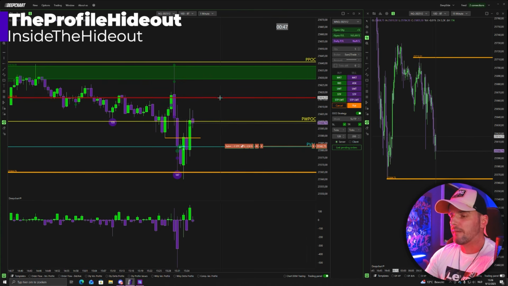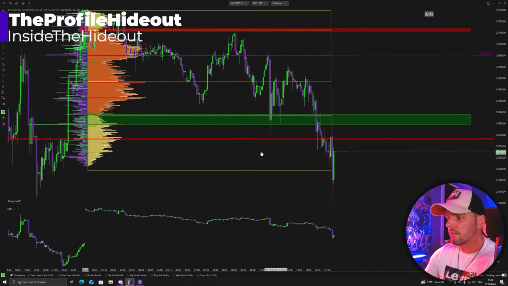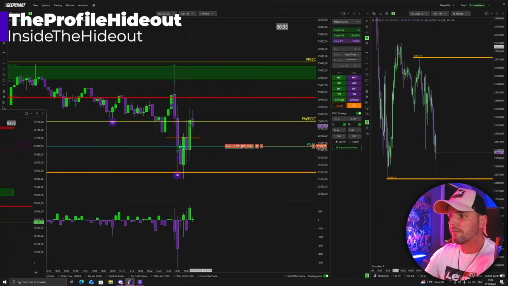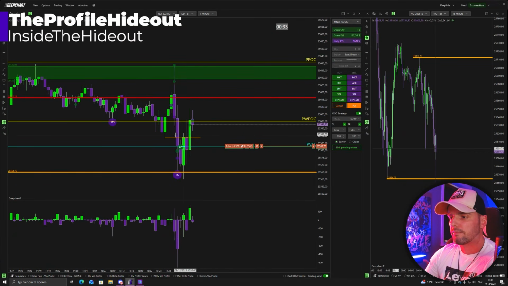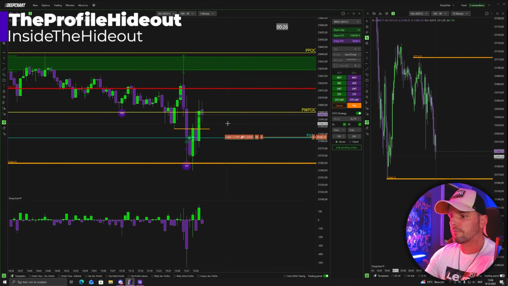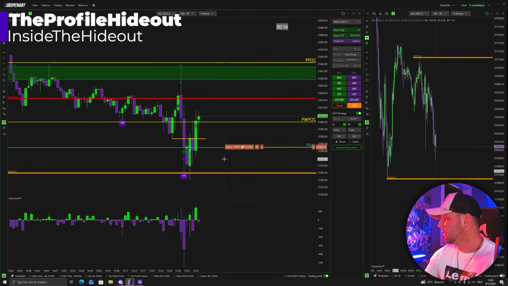Kind of want to see that high volume node get left behind. Basically, this part here, the whole invalidation, if this rejects, it's going to be looking real heavy. Kind of want to give this trade some room to play. This could be a really cheap trade if you start pushing through.